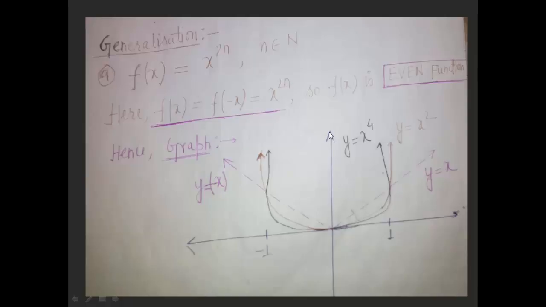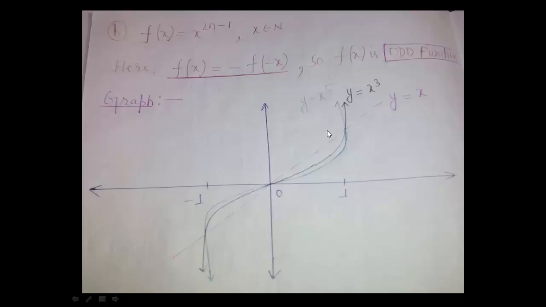An even function is symmetrical about the y-axis. This pink line denotes the graph of y equal to x square, and this black line denotes the graph of y equal to x to the power 4.